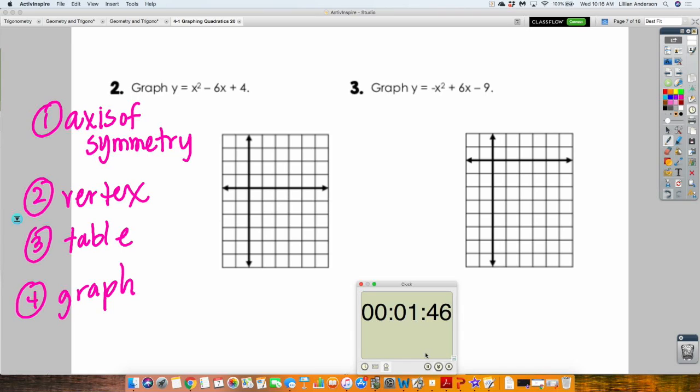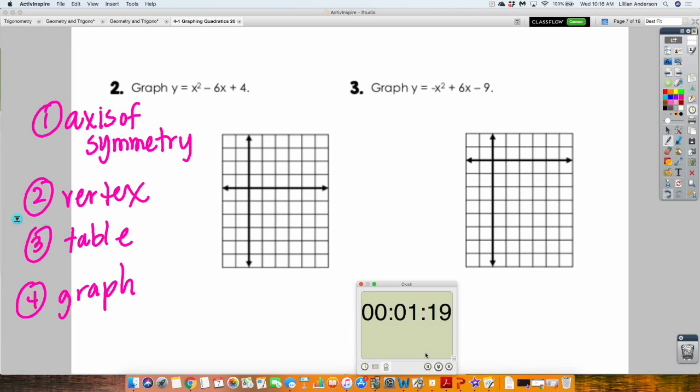Questions? Okay? What was my axis of symmetry in number 3? 3. That's -b over 2a. What was a in this problem? -1, which means my graph should point down. So another one at 3.